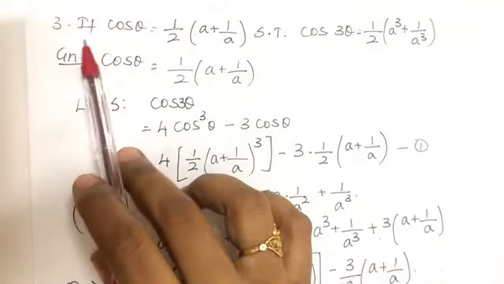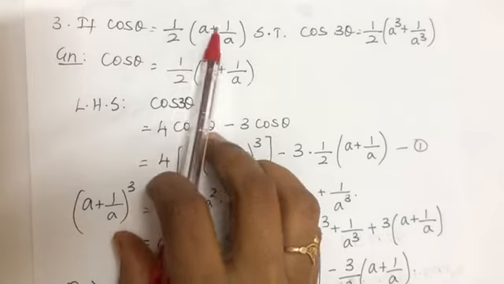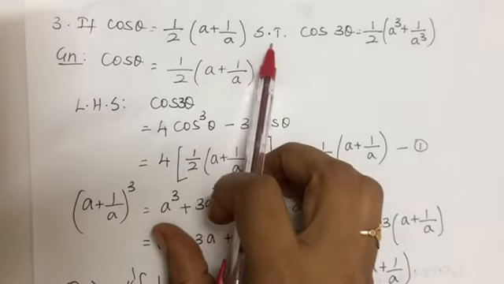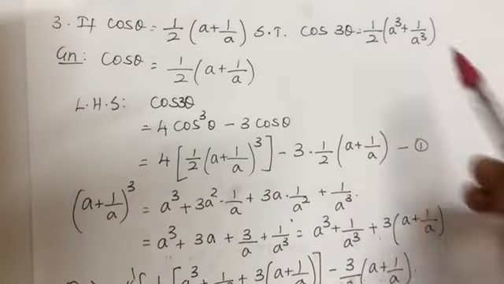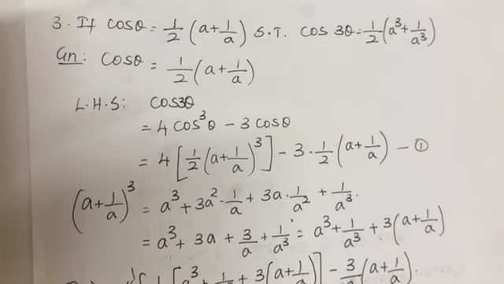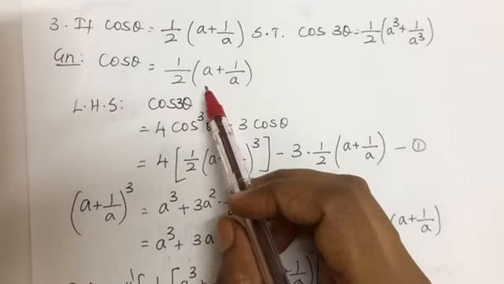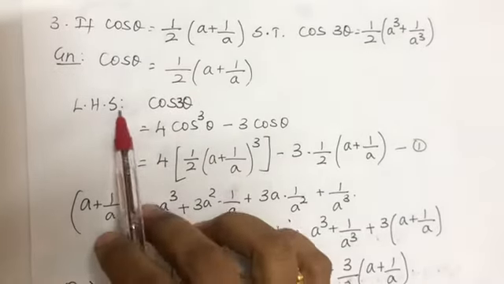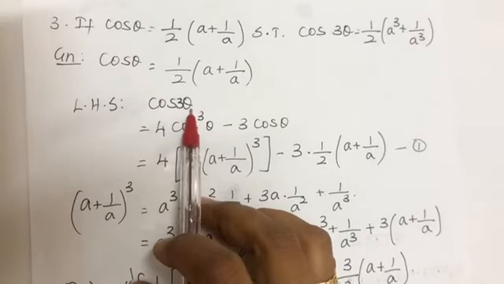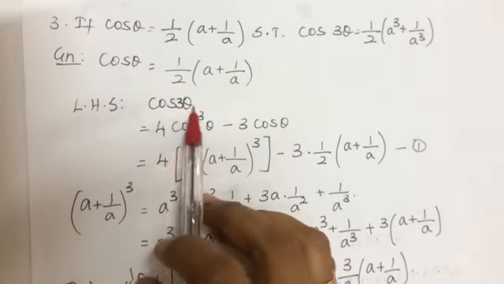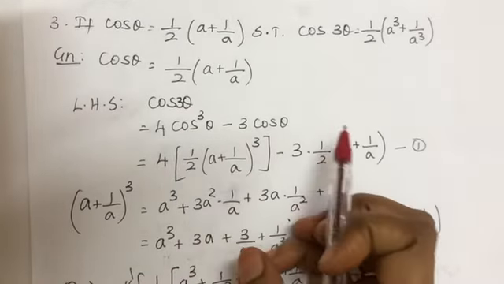Third question, if cos theta is equal to 1 by 2 into A plus 1 by A, show that cos 3 theta is 1 by 2 into A cube plus 1 by A cube. So, given cos theta equal to half A plus 1 by A, we have to find cos 3 theta. What is the formula for cos 3 theta? Multiple angle or triple angle formula. So, 4 cos cube theta minus 3 cos theta.